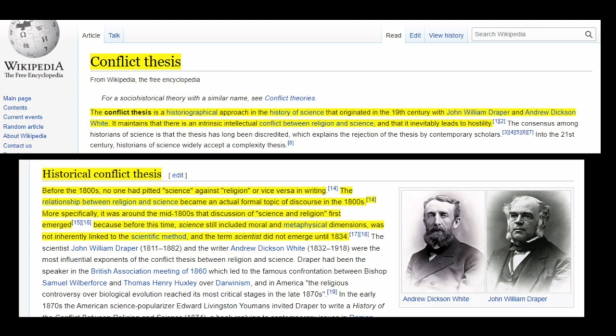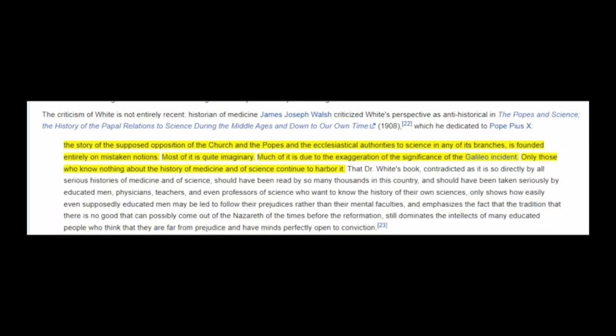Historical conflict thesis. Before the 1800s, no one had pitted science against religion, or vice versa, in writing. The relationship between religion and science became an actual formal topic of discourse in the 1800s. More specifically, it was around the mid-1800s that discussion of science and religion first emerged. Because before this time, science still included moral and metaphysical dimensions, was not inherently linked to the scientific method, and the term scientist did not emerge until 1834.